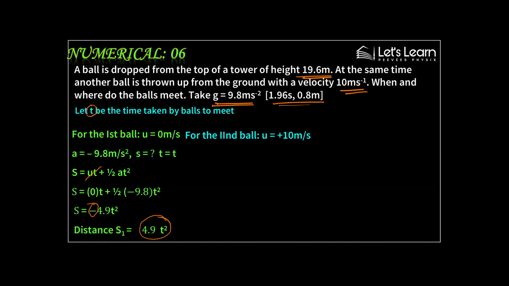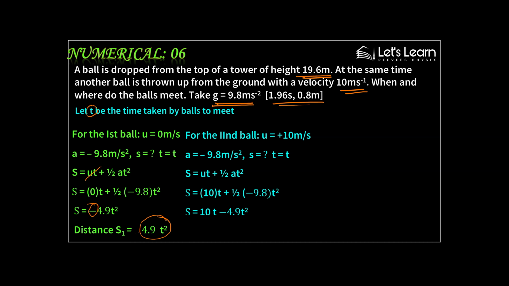For the second ball, starting speed is 10 meter per second upwards, so plus 10 meter per second. Acceleration same, always downwards, minus 9.8. Time, same time. Using the same equation and plugging the numbers, we get s equals 10t minus 4.9 t square. These two distances together make the total distance. Why? One ball went down and the other ball went up.